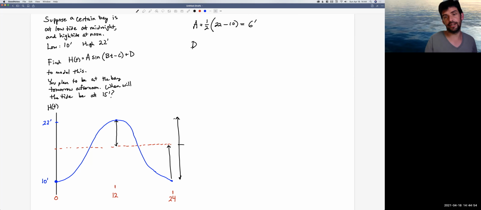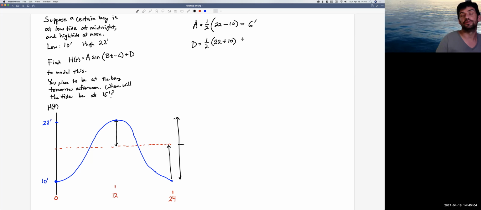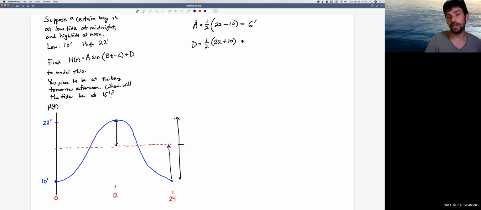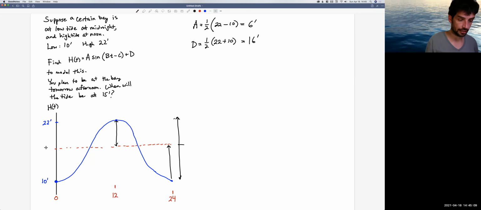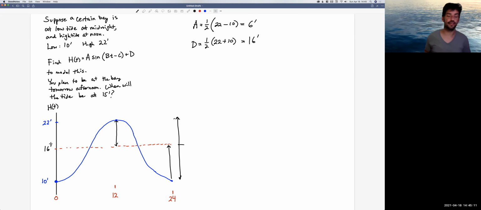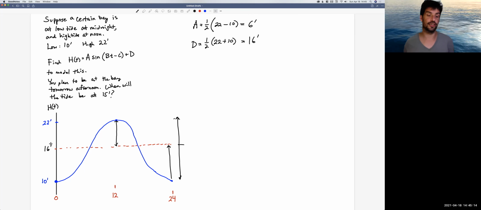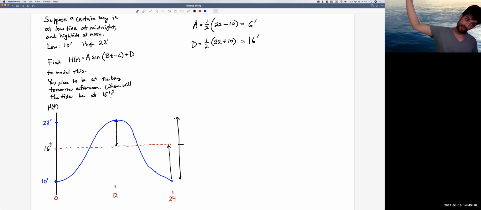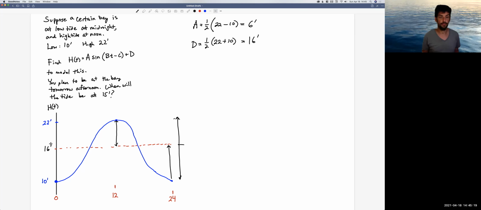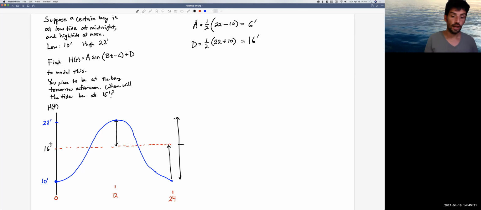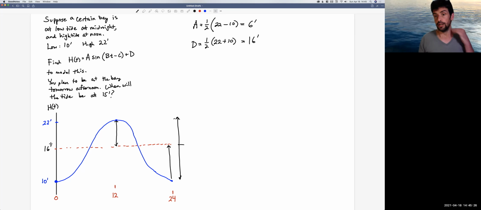We were talking about midline. That's going to be the point halfway between them, and that's another way of saying the average of these two numbers. So we add them together and multiply by 1/2 or divide by 2, and we get 16 feet. So now I know what this midline's at, 16 feet, and my amplitude is 6. It goes 6 feet above 16 feet up to 22, and 6 feet below down to 10. Okay, there are the first two constants. Then we'll go for B.